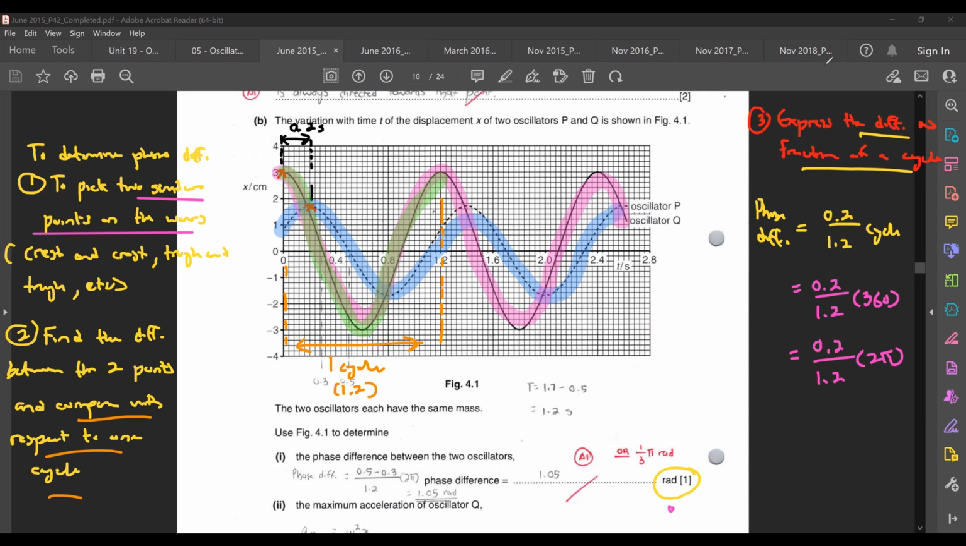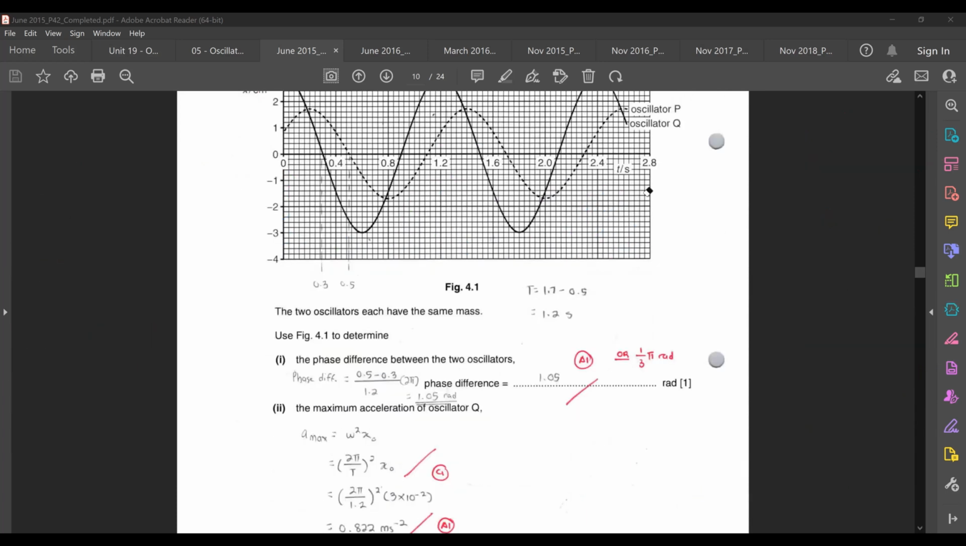Okay, this one is going to be in degrees. This one is going to be in radians, because what you know is that one cycle is either 360 degrees or 2 pi radian. Okay, so you would use this one. It's 0.2 divided by 1.2 times 2 pi. Your answer will be 1.05 radian.